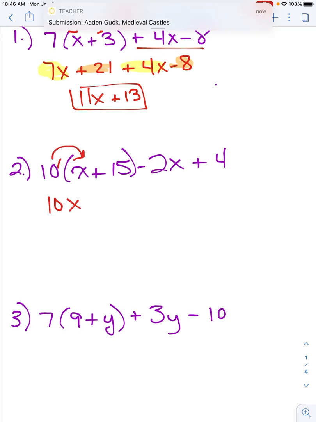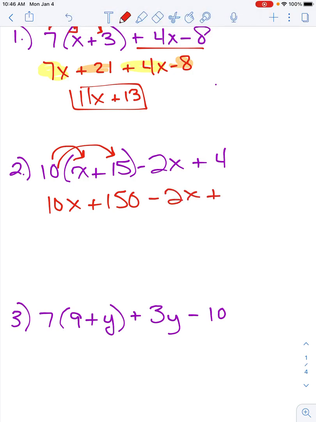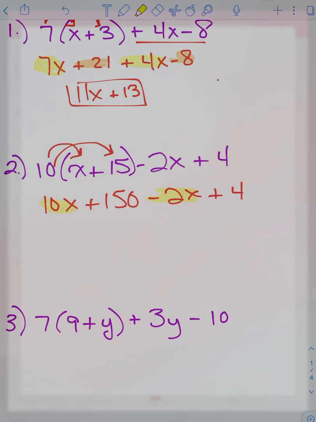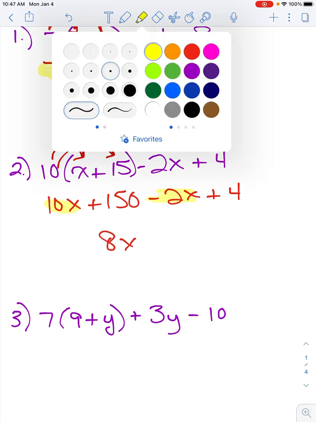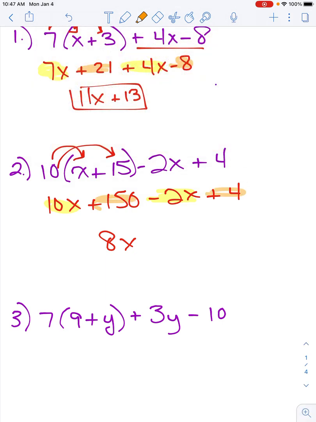10 times x gives us 10x. 10 times 15 is 150. And bring down everything else that is not inside the parentheses, and then you can combine your like terms. I have 10x. This says minus 2x, so really 10x minus 2x is 8x, and 150 plus 4 is 154.